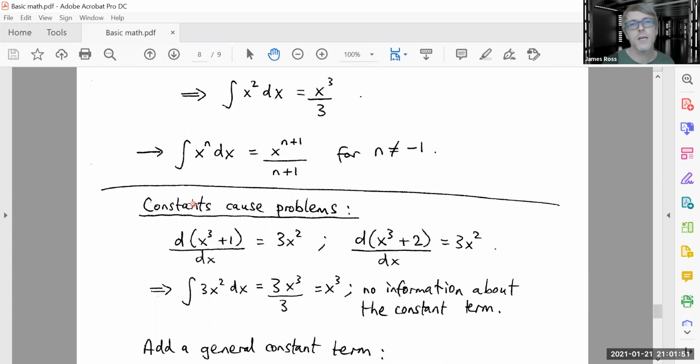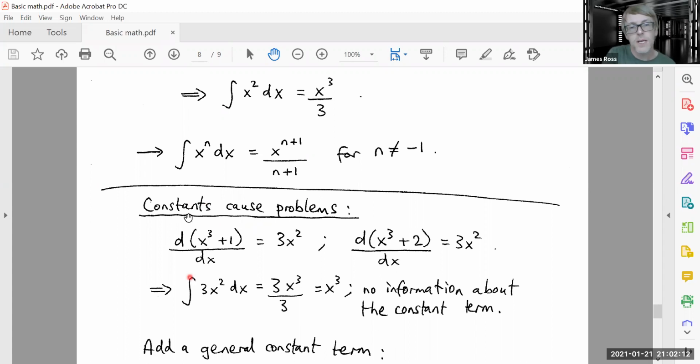And sometimes in physical applications, there is no constant. Sometimes there is. Sometimes we can make the constant disappear. Sometimes the constant has no physical manifestation. But we always have to ask the question, is there a constant? And if so, is it meaningful physically? So let's have a look.